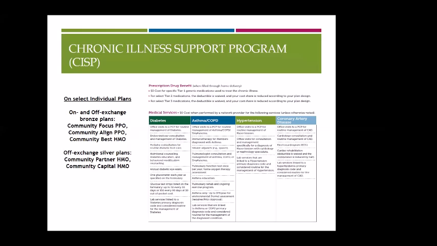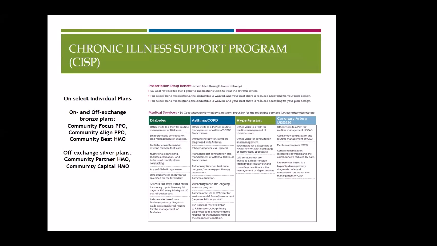Cost savings data has been compiled for the CISP program and is showing significant savings for our members with chronic conditions who are utilizing the CISP program. So the bottom line is that CISP is working. CISP is available on select individual plans. Those bronze plans include community-focused PPO, community-aligned PPO, and community-best PPO. Those 2 off-exchange silver plans that I mentioned that CISP is included on are community partner HMO and community capital HMO.